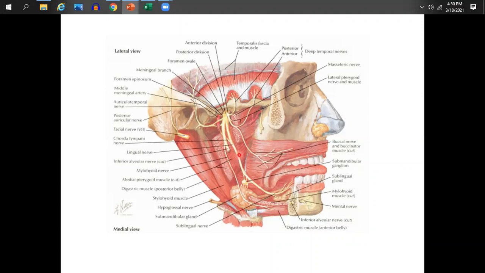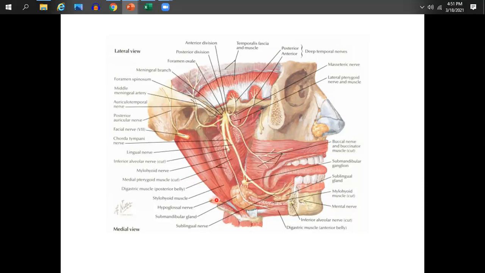This is a picture that has a lot of information, and I don't know all the things that she wants you to know off of it. You can see sensation for your buccal nerve. Here is, let's see, your deep temporal nerves for innervation of your temporalis muscle. What else do we see here?